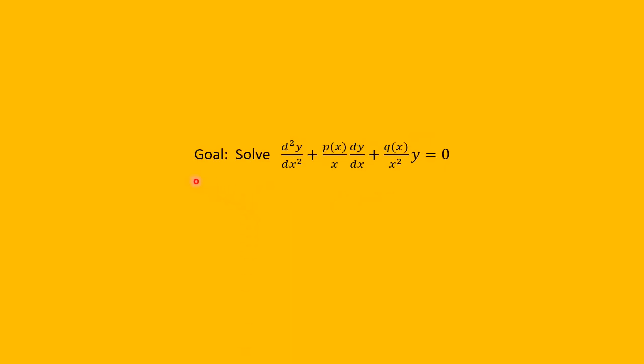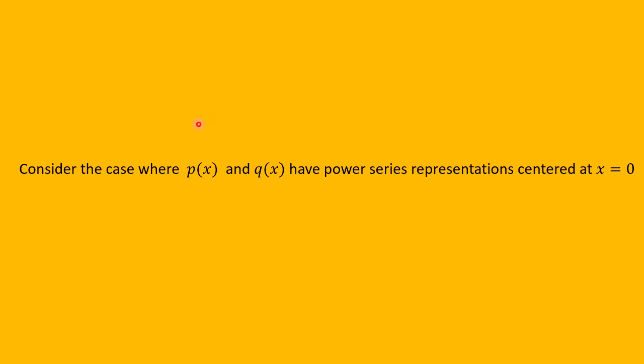Our first goal is to solve the differential equation second derivative of y with respect to x plus p of x over x dy dx plus q of x over x squared y equals 0. We're going to put conditions on p of x and q of x, so we're just going to look at a certain set of these types of differential equations. We will consider the case where p of x and q of x in that differential equation have power series representations centered at x equals 0.